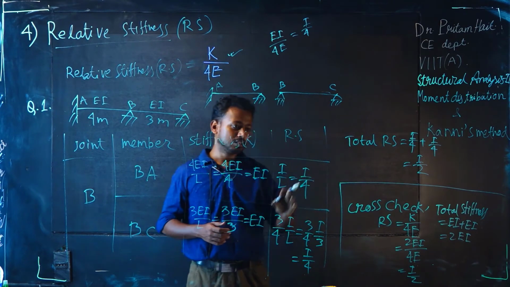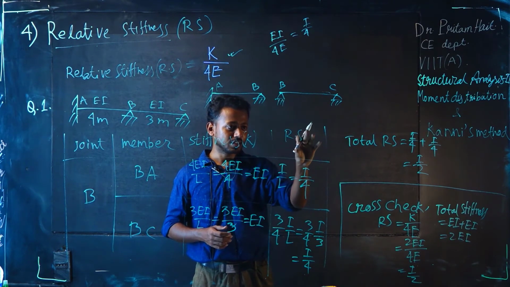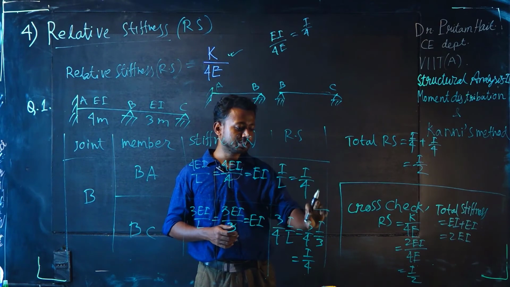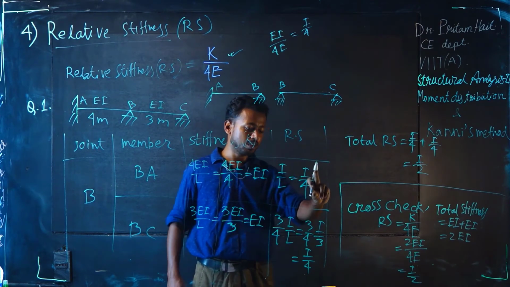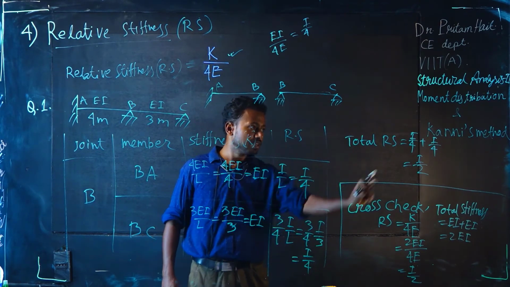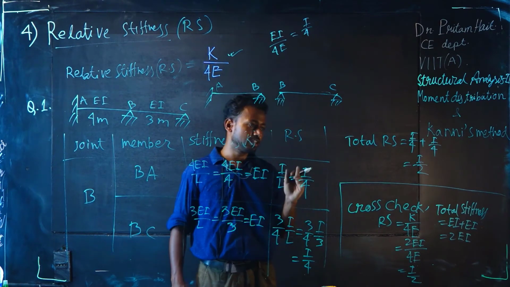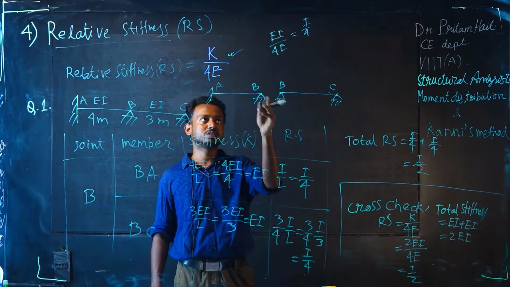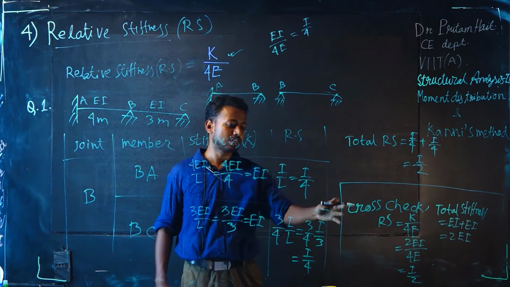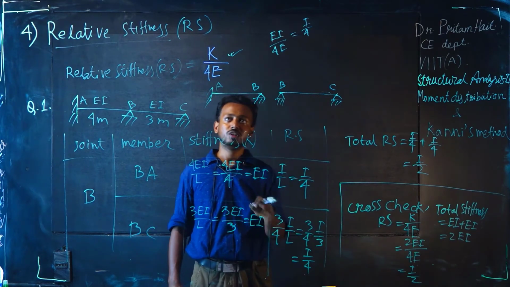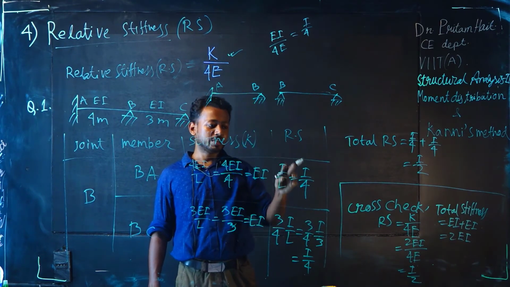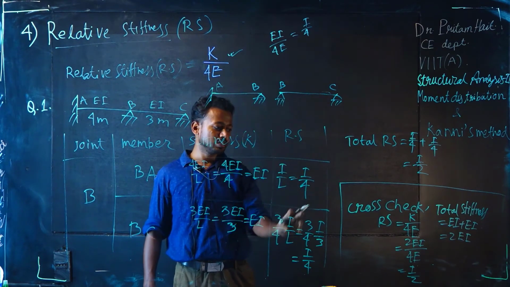What is the total relative stiffness? Total relative stiffness equals I by 4 plus I by 4 equals I by 2, is the total relative stiffness. Now cross check, you can cross check using this equation, what value is coming, whether it is matching or not. This equation is giving the same value. You can cross check it.